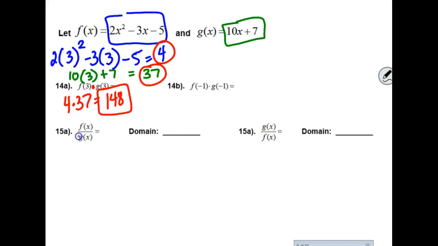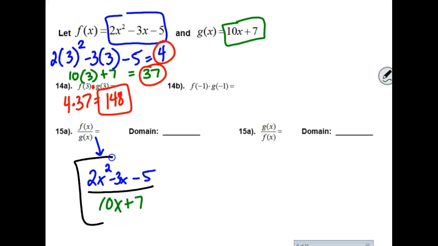All right, 15a, they want you to divide, which is actually a really easy question. They want you to take function f and write it in the numerator. I'm going to work down here. So 2x squared minus 3x minus 5, and then they want you to divide it by function g, which is 10x plus 7. That's actually the answer to the division question. You're just setting it up. So this is the answer that goes right here.